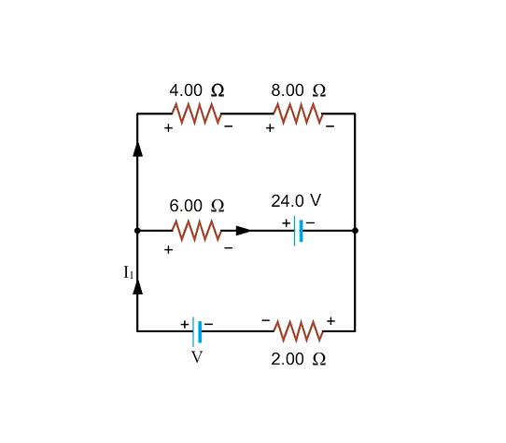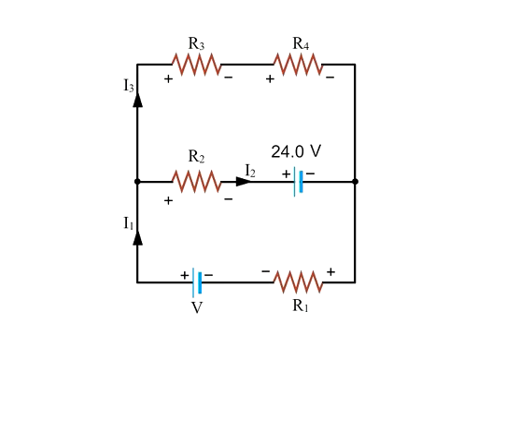We will call I sub 1 the current through the 2-ohm resistor, I sub 2 the current in the 6-ohm resistor, and I sub 3 the current through the 4-ohm and 8-ohm resistors. Let's also call the 2-ohm resistor R sub 1, the 6-ohm resistor R sub 2, the 4-ohm resistor R sub 3, and the 8-ohm resistor R sub 4.